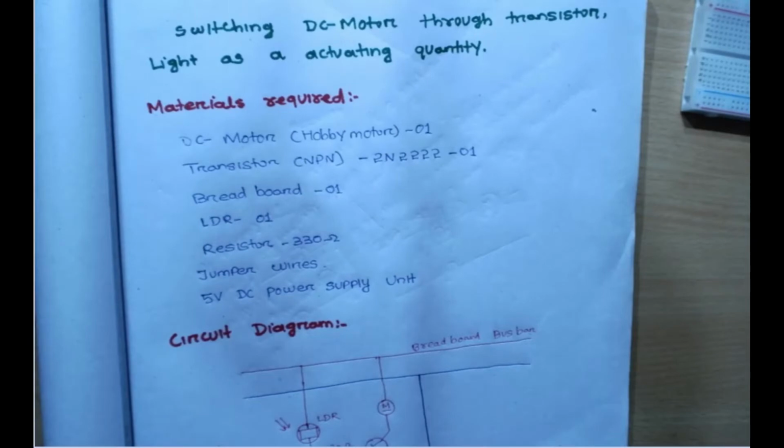In today's session, I am going to do a practical on switching a DC motor through a transistor, with light as the actuating quantity. Before going to this practical, you should know a very common thing that we generally come across in our day-to-day life. Let's go through that concept first, then we'll come back and do this practical.